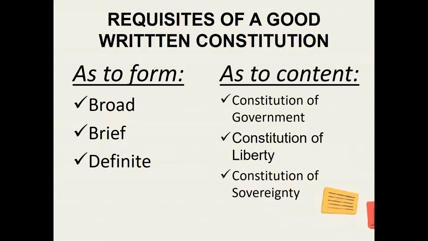As to content, what are the contents of the Constitution? Constitution of government. There should be a government. So what is this? The three branches of government. Constitution of liberty. These are the rights, the privileges of the people. Right to travel, right to abode. What else? Right to be presumed innocent until proven guilty. Right in the custodial investigation, Miranda rights, etc.